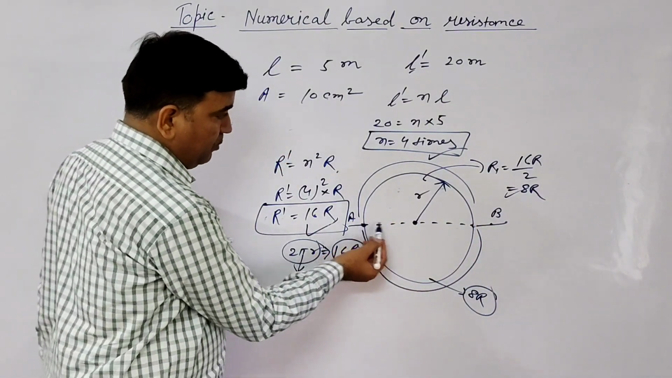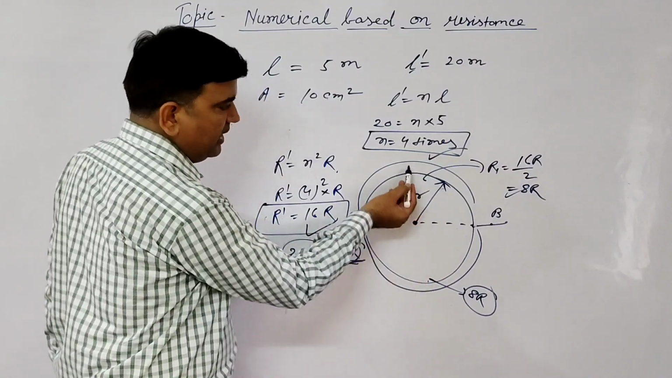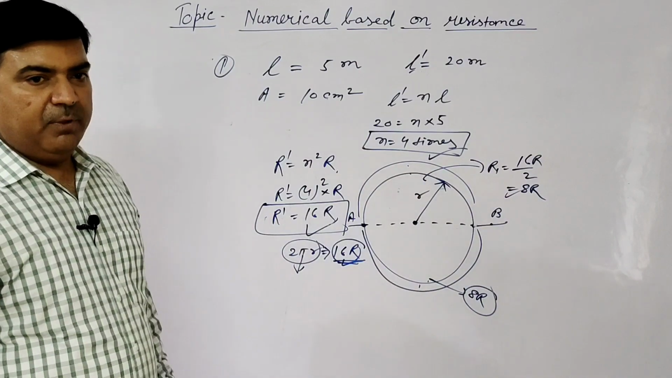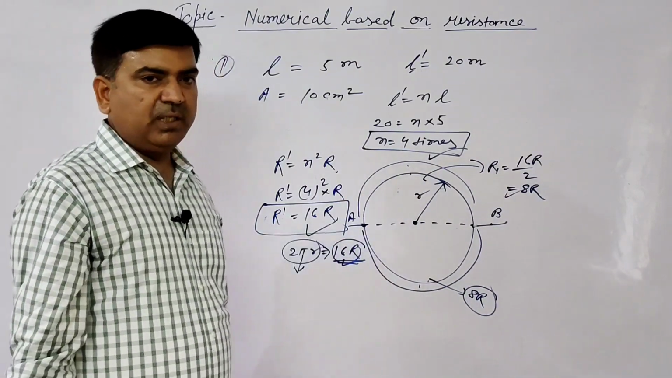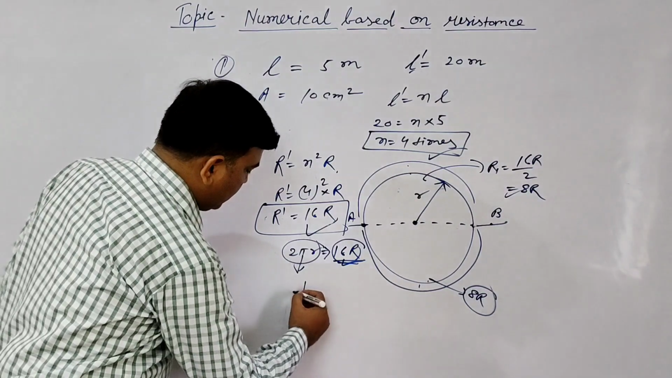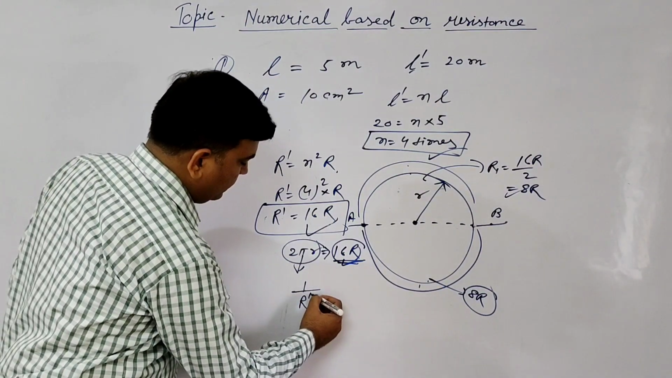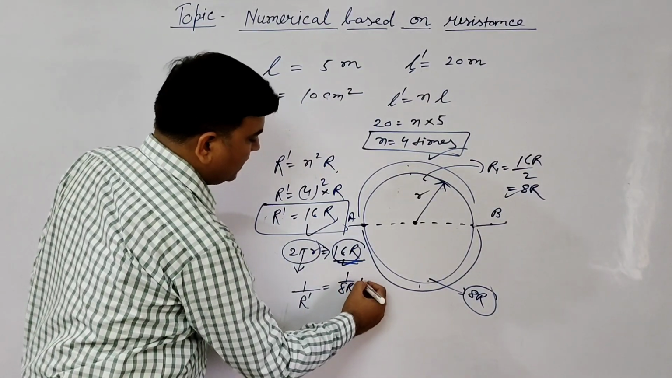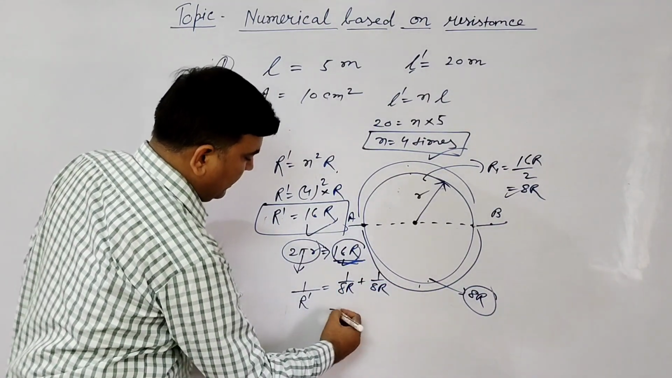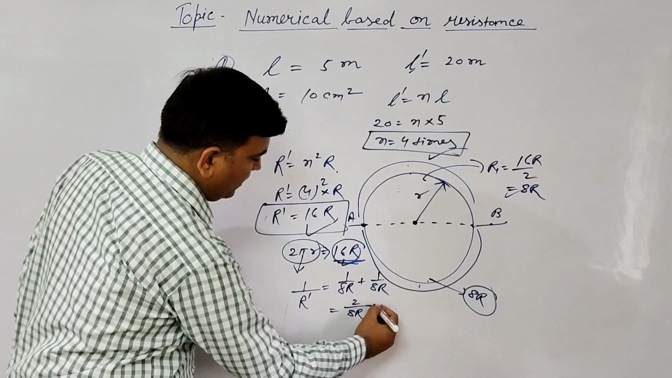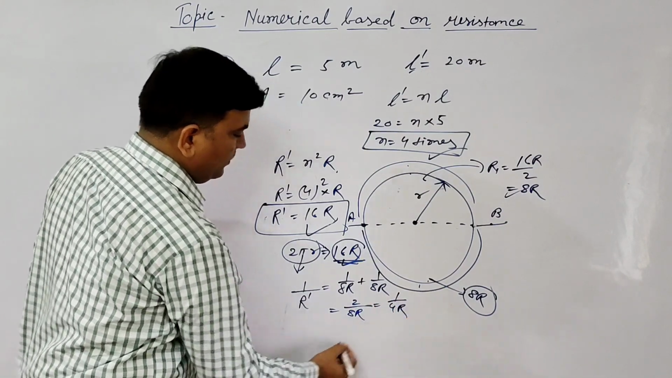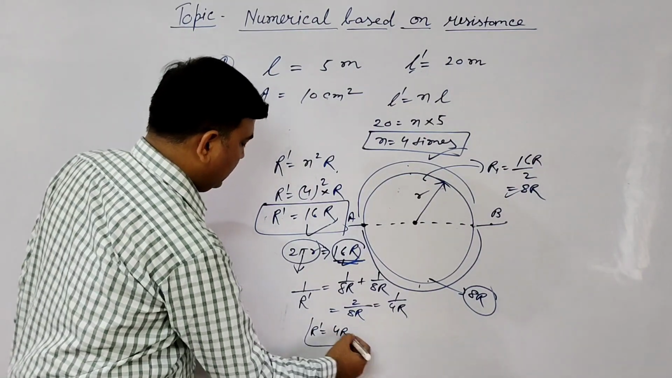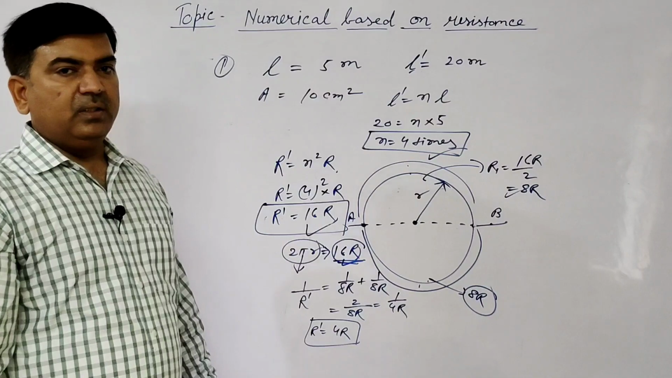But across the diameter AB, both resistances are joined in parallel. And everyone knows the formula of the parallel combination of resistances. The equivalent resistance, suppose that it is R dash, 1 by R dash equal to 1 by 8R plus 1 by 8R, and it is equal to 2 by 8R. It is equal to 1 by 4R, and R dash equal to 4R. So the answer becomes 4R.